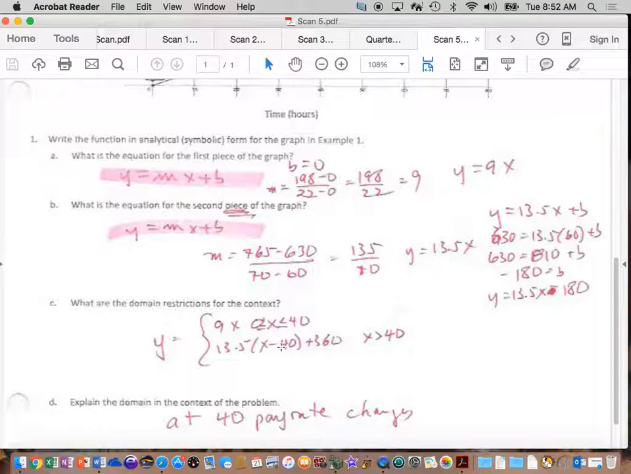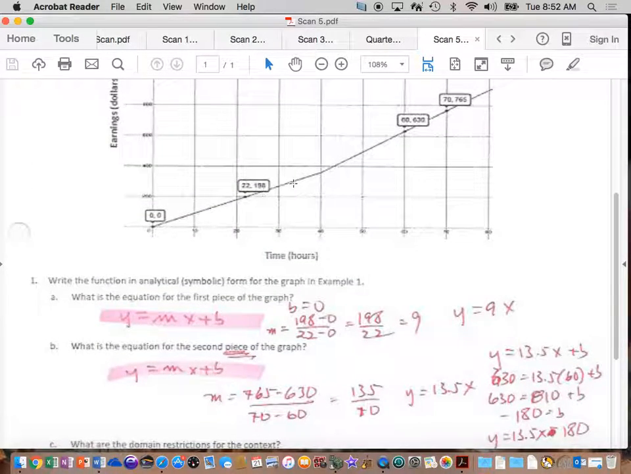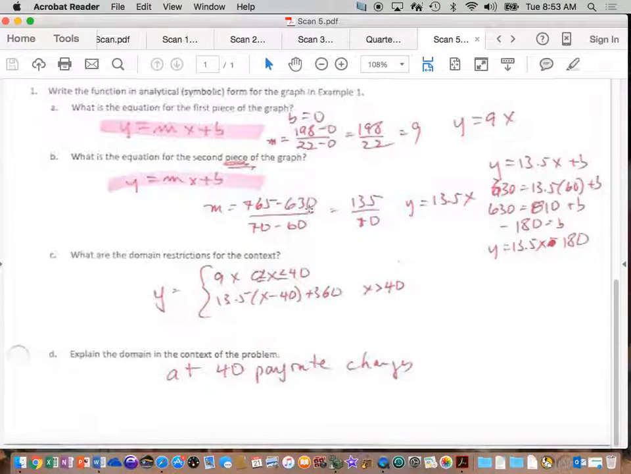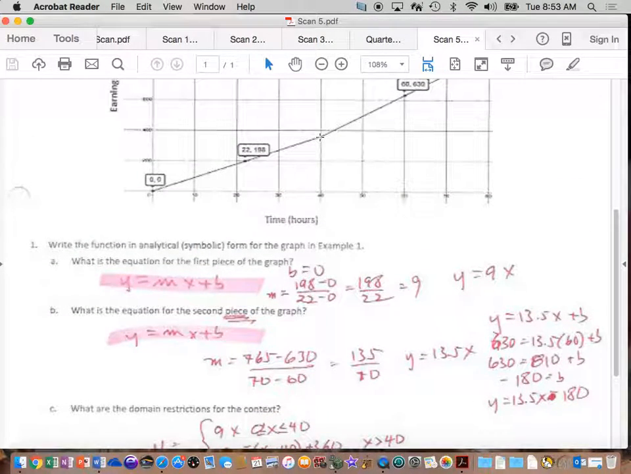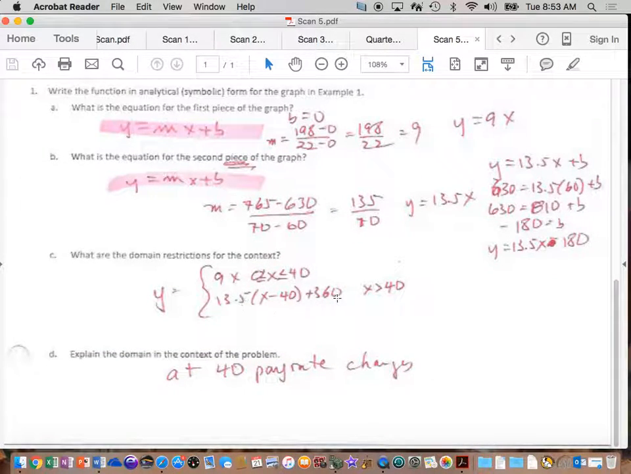Like if you work 45 hours, I'm not going to do 13.5 times 40 because for the first 40 hours, you're only getting paid $9 an hour. It's only after 40 hours that the slope increases, or your rate of pay increases. And then you have to add in the 360, which is here, that you would have made working 40 hours at $9 an hour. So that's where all of those numbers come from. So there's a restriction from 0 to 40. At 40, you start getting paid more. The slope changes. And there's a restriction on this that it only works for when it's greater than 40. Okay?